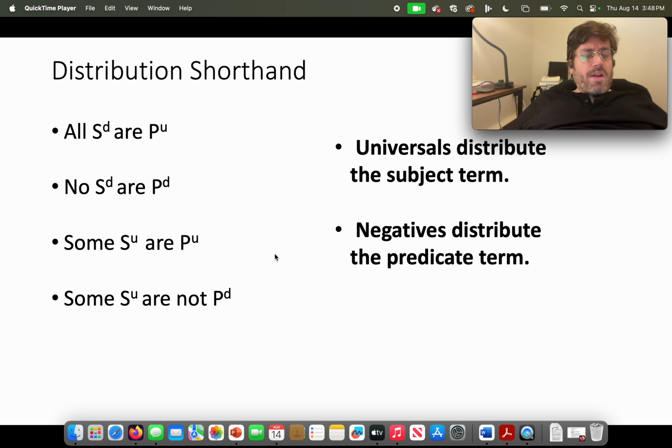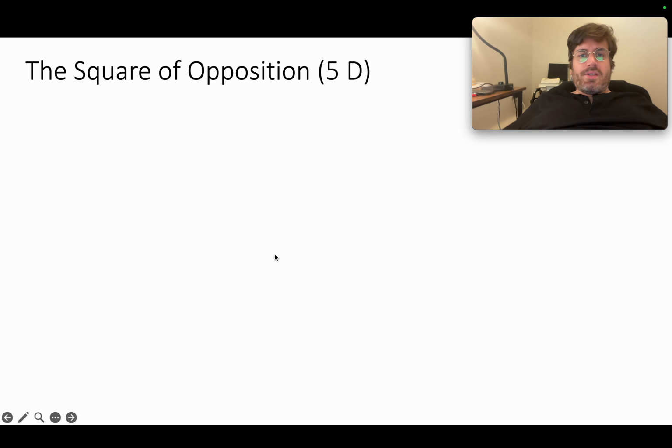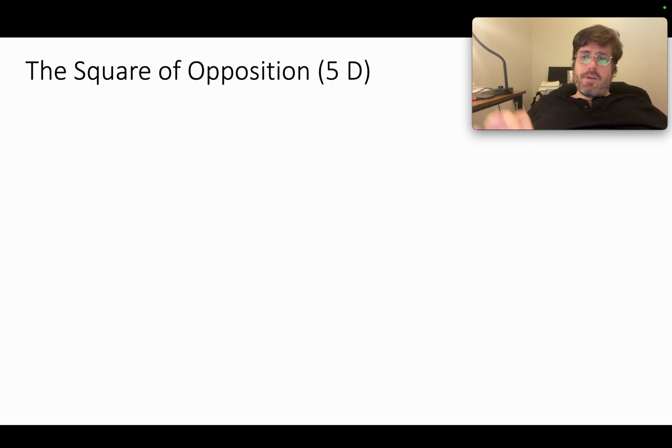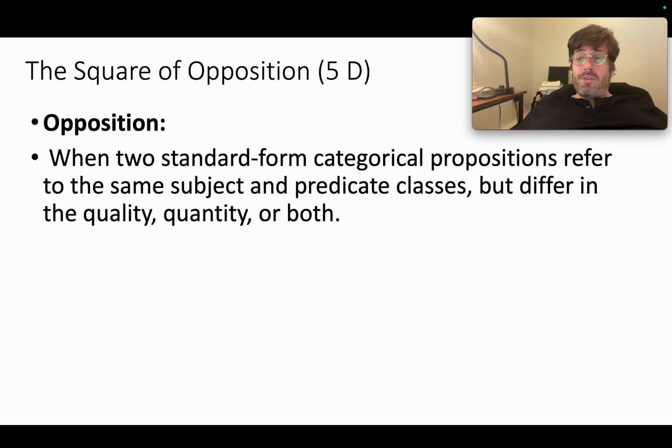Okay, so try to make sure you have at least a passing understanding of distribution as we move forward here and as you're doing the work of memorizing the four types of proposition. Now let's talk about the square of opposition, and this appears in section 5D of the Baronet textbook. Opposition has a technical definition that I'm just going to read here, but again, I don't think you'll really get a sense for what I mean until we actually work with the square.